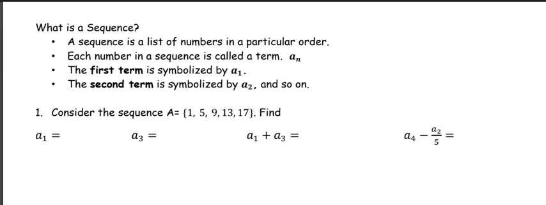Today we're going to talk about sequences. A sequence is a list of numbers in a particular order. Each number in this list is called a term, or a sub n, or the nth term.